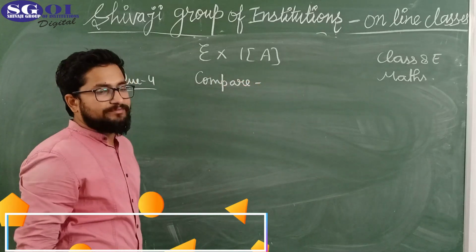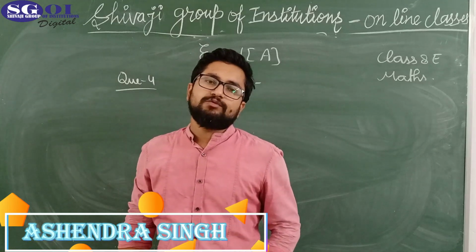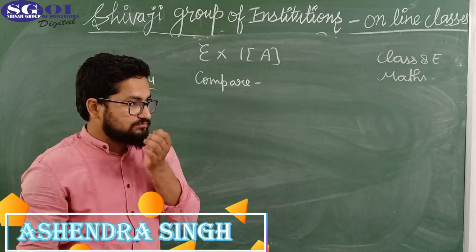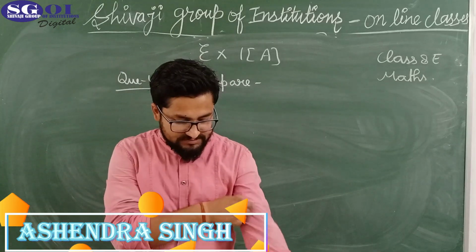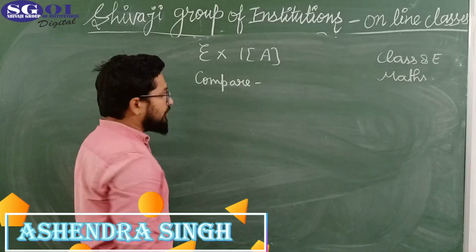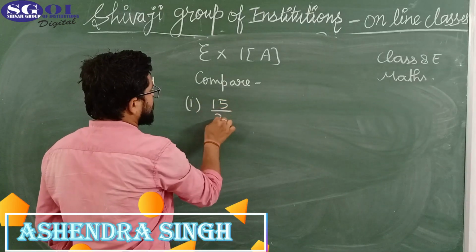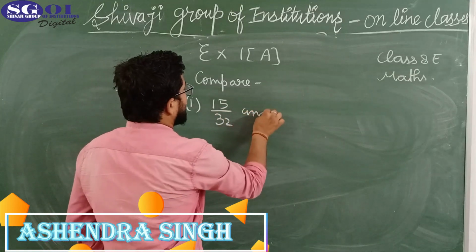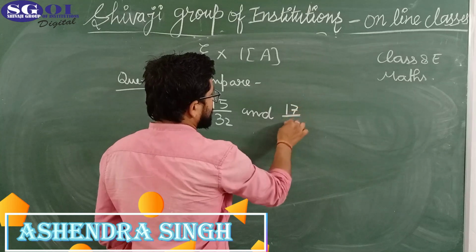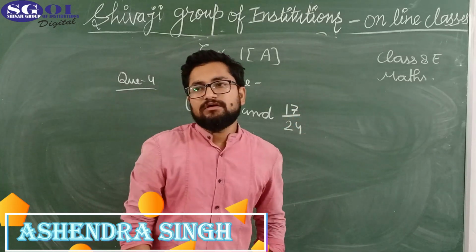Comparing means that you should be able to tell which of the given two rational numbers is greater and which one is smaller. In the first part they have given 15 upon 32 and 17 upon 24. So these are the two rational numbers which you are supposed to compare.